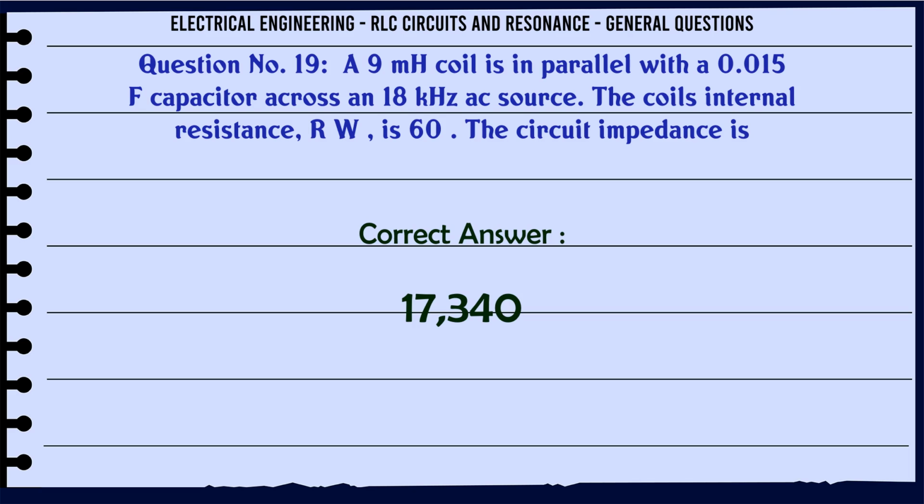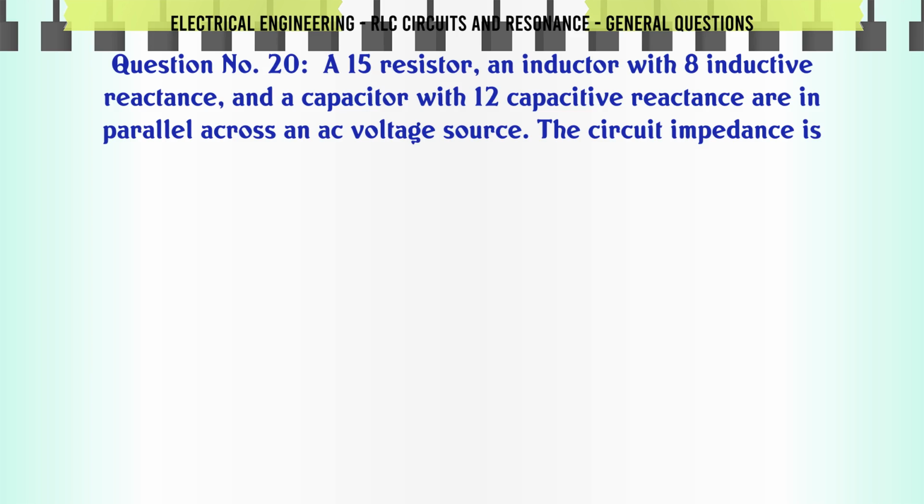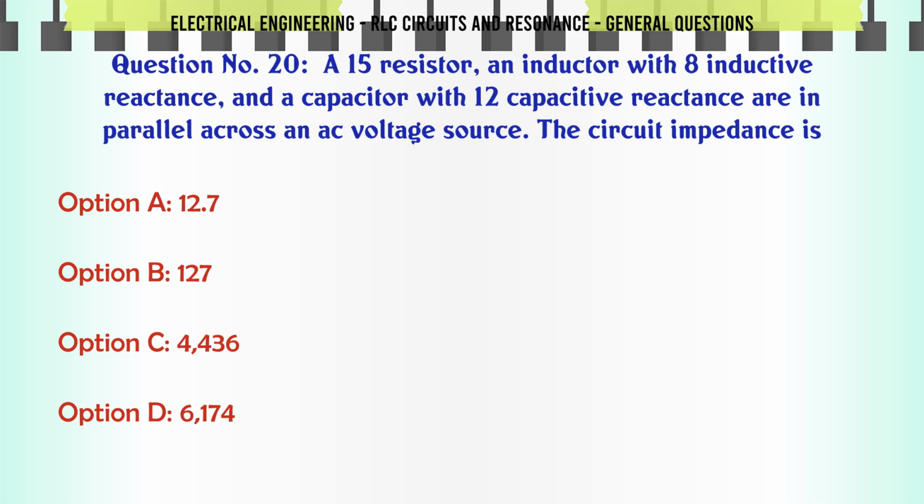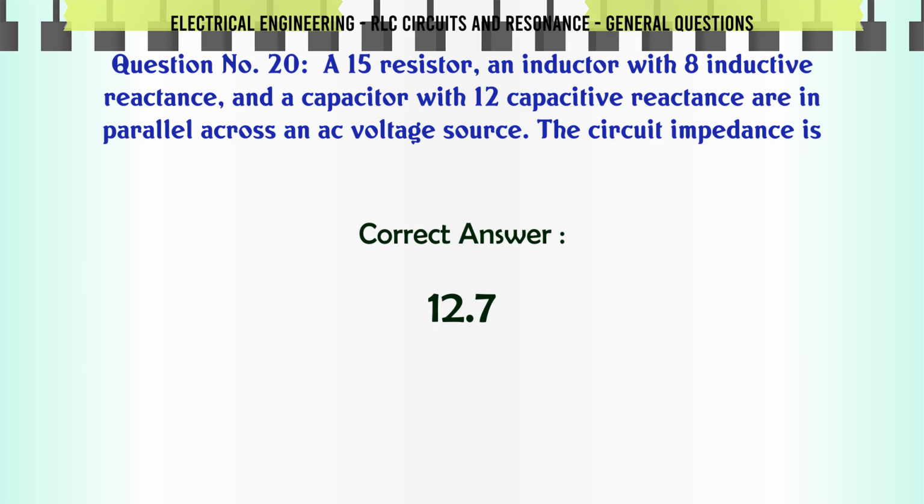17340. A 15 resistor, an inductor with 8 inductive reactance and a capacitor with 12 capacitive reactance are in parallel across an AC voltage source. The circuit impedance is A 12.7, B 127, C 436, D 174. The correct answer is 12.7.